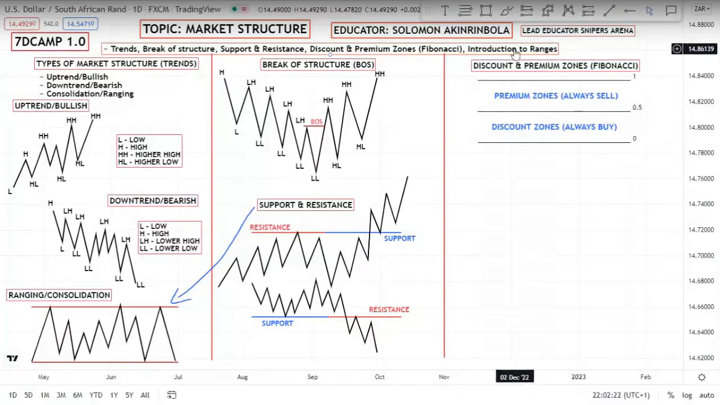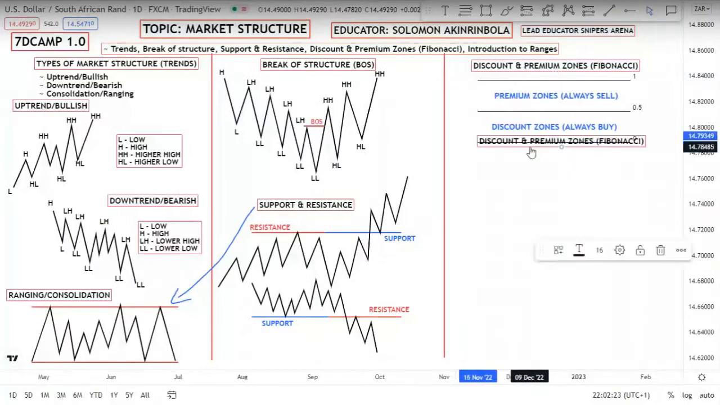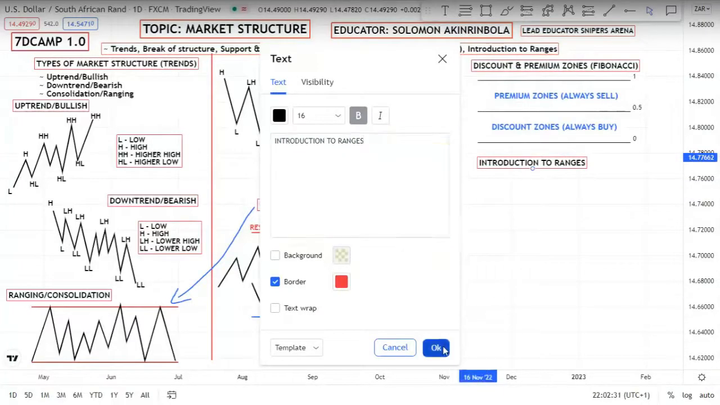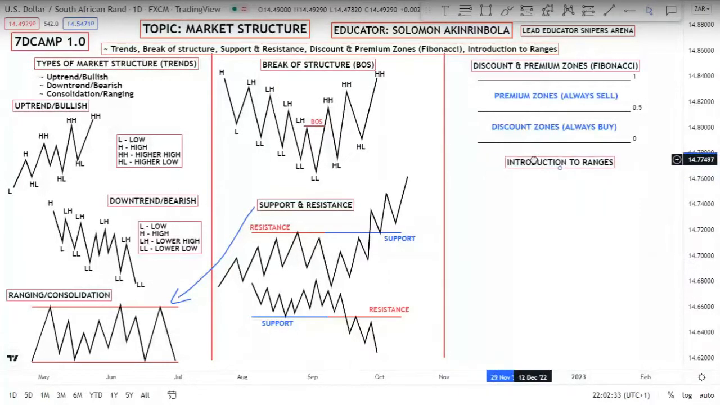All right, having said that, finally, introduction to ranges. Now it's very simple. You have the high of the range and the low of the range. What does it mean?